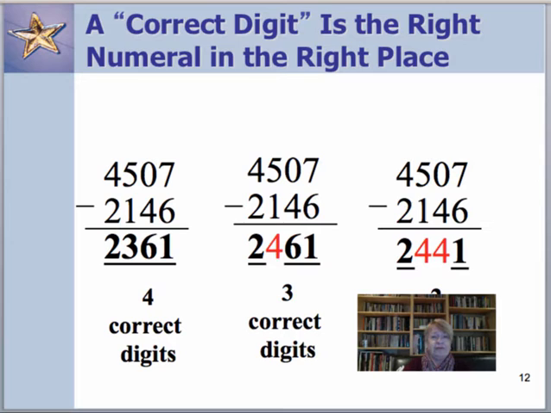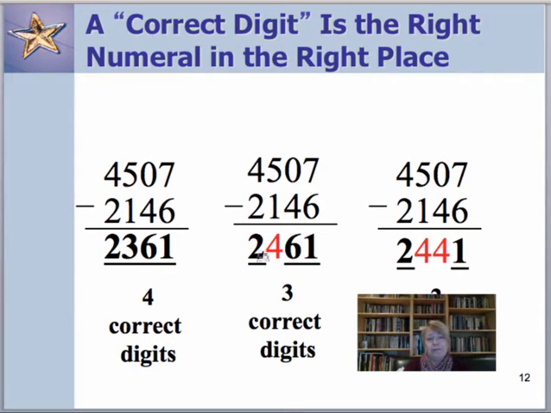So I've used the term now digits correct. I want you to get an understanding of what I mean by that. This is a common way of looking at success in math on these curriculum-based kinds of measures. A correct digit is the right numeral in the right place. So here you see 3 different examples. You've got the first example with 4 correct digits. In other words, the student got the entire problem correct and all 4 digits are correct. 2, 3, 6, and 1 are correct.